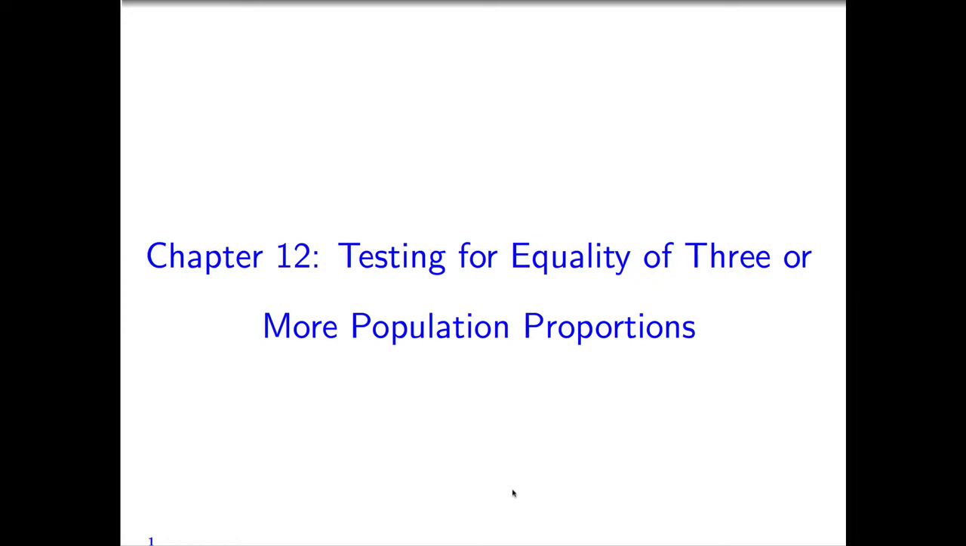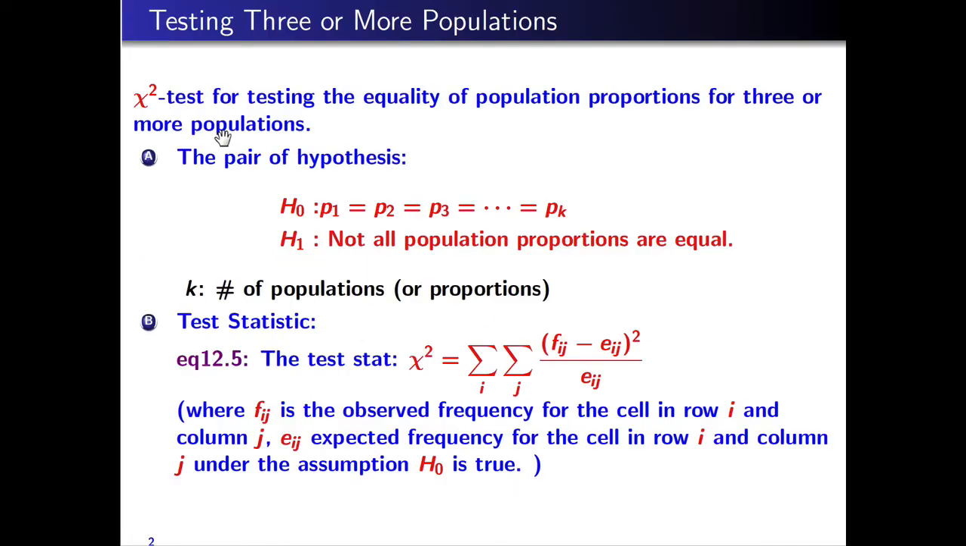Recall from Chapter 10, we used the z-test to test the difference in two proportions. And the question is, what if we have more than two proportions, say 3 or more proportions? And in here, we introduce the chi-square test. Chi-square test for testing the equality of population proportions for 3 or more populations.